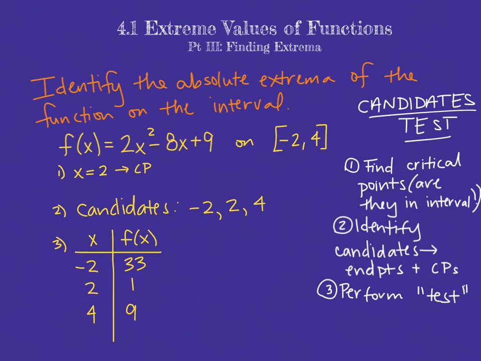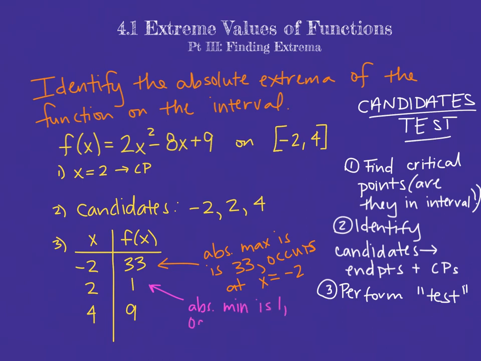So we can clearly see what the maximum point would be on this interval and what the minimum point would be. Our largest y value occurs here. So our absolute maximum is 33, again on this interval, and it occurs at x equals -2. Similarly, since our lowest y value is 1, our absolute minimum is 1, and that occurs at x equals 2.